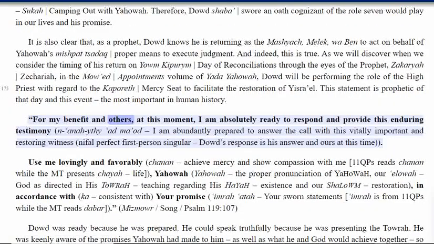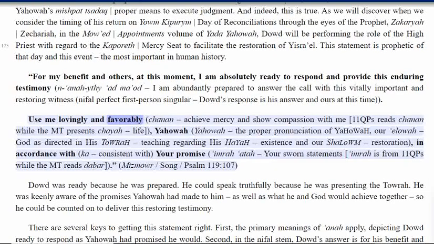For my benefit and others. At this moment, I am absolutely ready to respond and provide this enduring testimony. Anani Ad Ed, I am abundantly prepared to answer the call with this vitally important and restoring witness. Nephal perfect first person singular. Dowd's response is his answer and ours at this time. Use me lovingly and favorably, Channon, achieve mercy and show compassion with me.